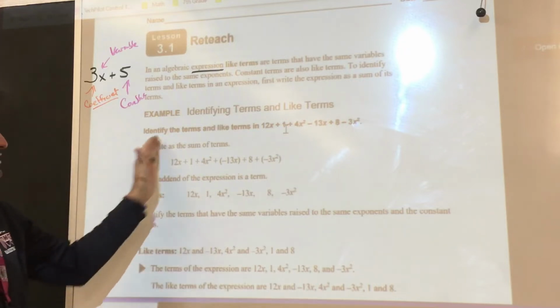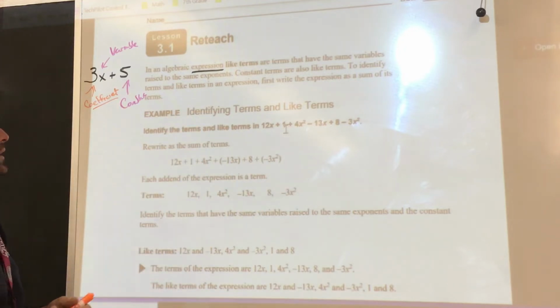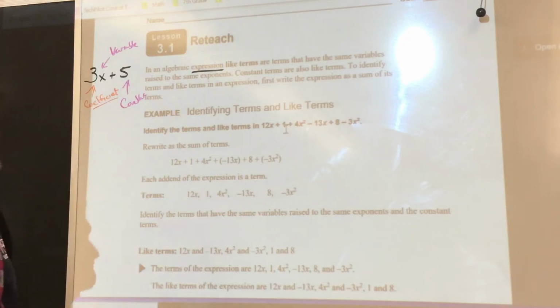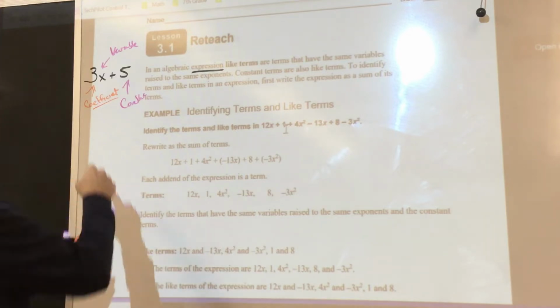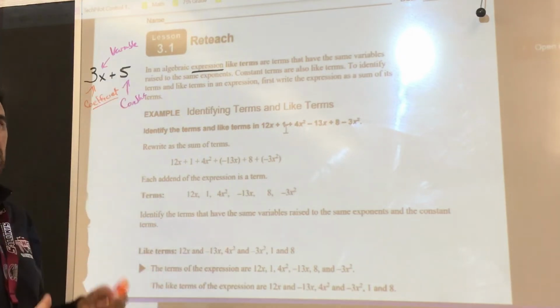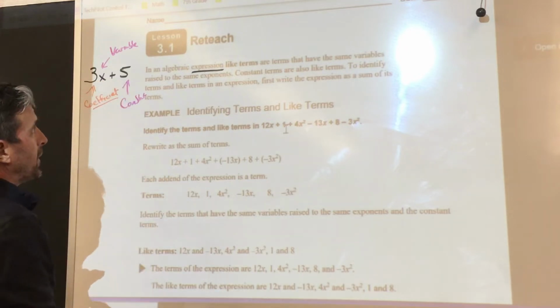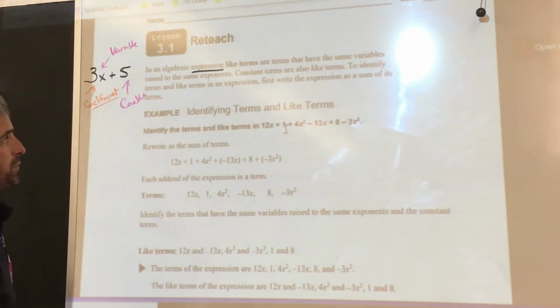What we're going to talk about today is understanding the terms and like terms of an algebraic expression. With 3x plus 5, you've simplified the expression. There's not any more you can do. You can't say it's 8x. You can't multiply it to make 15x. It's a plus sign in between there, and that's the farthest you can go. Like terms have the same variables raised to the same exponents.